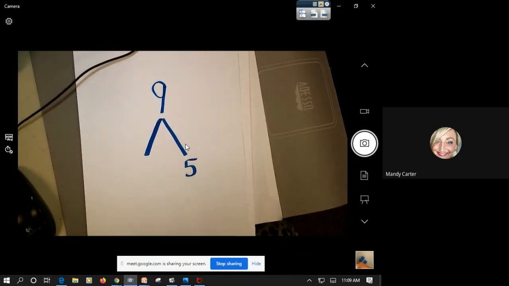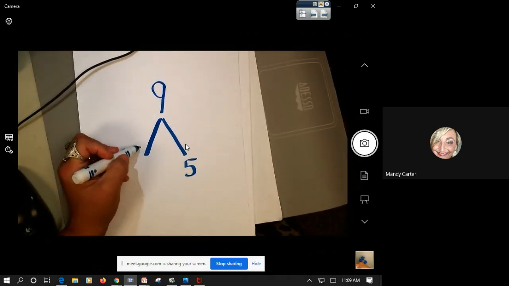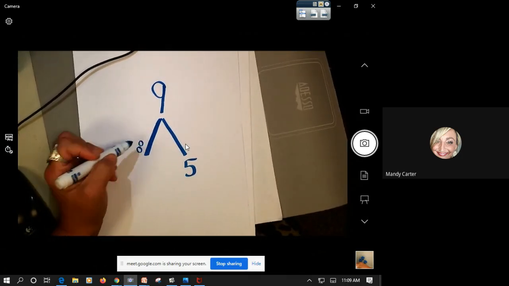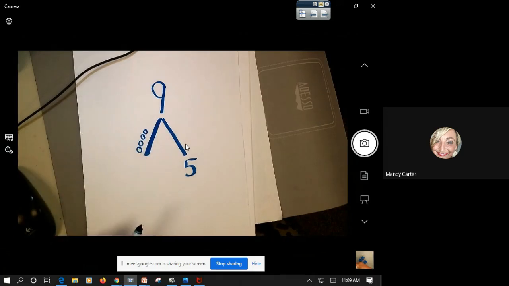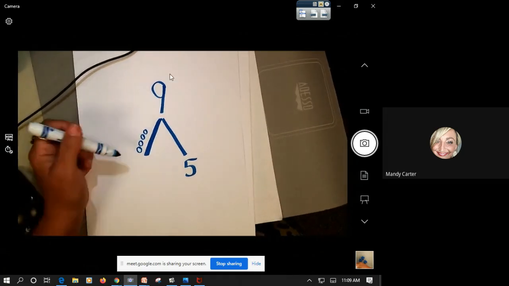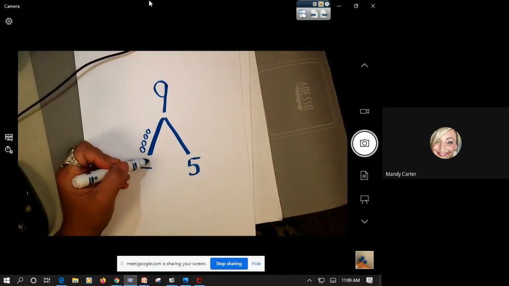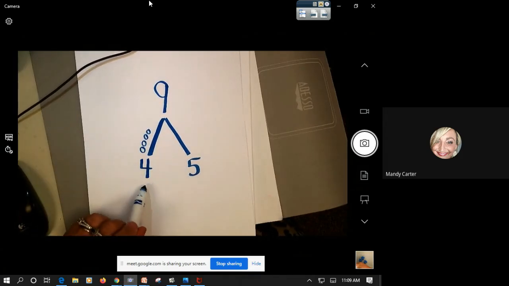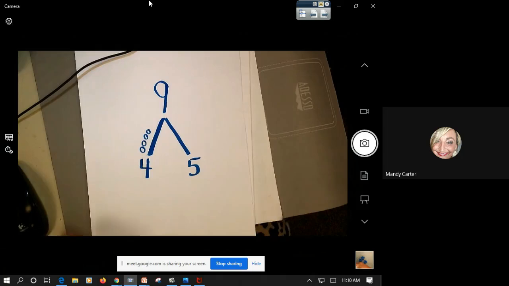So are you ready? I always like to draw my circles, and I put them on this, but you don't have to. You can also put them under here. But we have 5, 6, 7, 8, 9. So how many circles did I draw? 1, 2, 3, 4. So the missing partner is 4, and 4 plus 5 make the total 9.